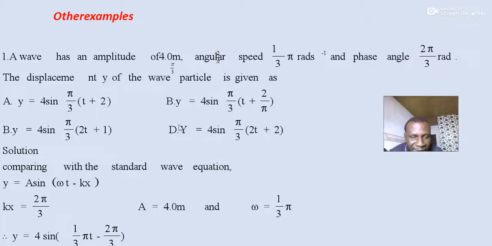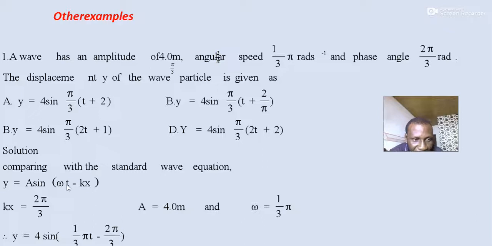They want us to write the wave particle displacement, which is simple. We just need to write the general formula for the wave displacement. The general standard is y equal to A sine (omega t minus ks) for a progressive wave, that is a wave traveling from left to right. We have the minus sign in between. Please take note of that. This is the minus sign.